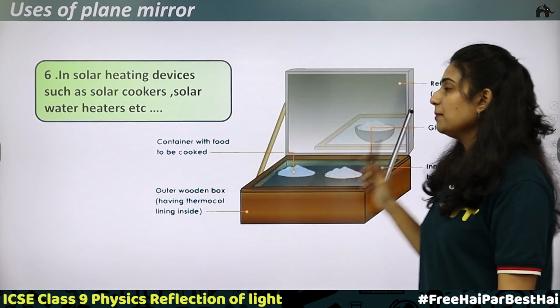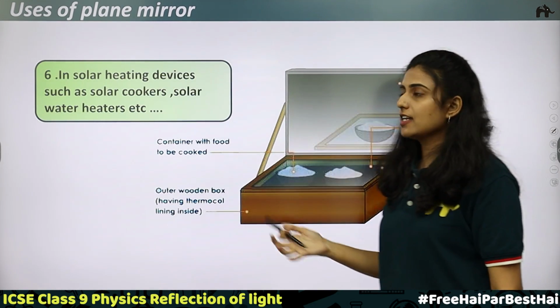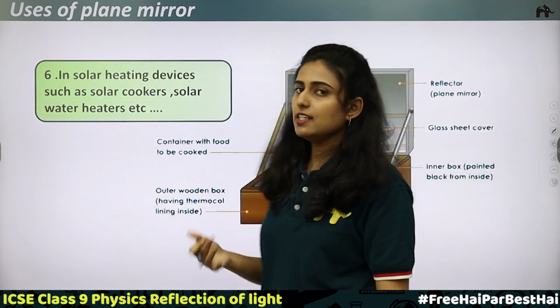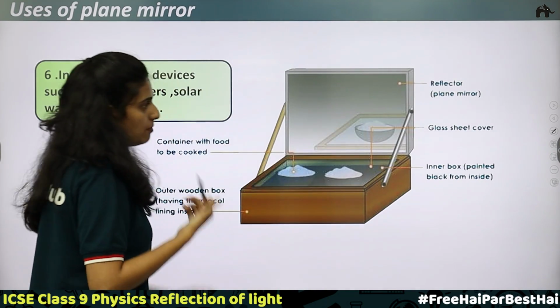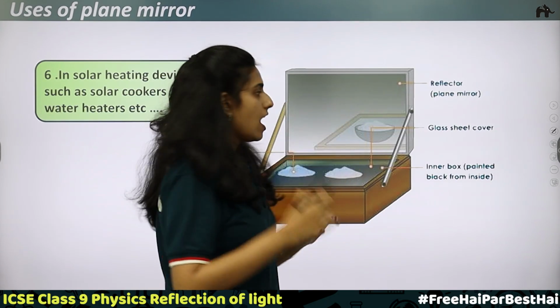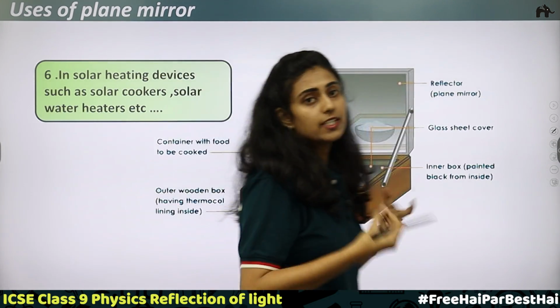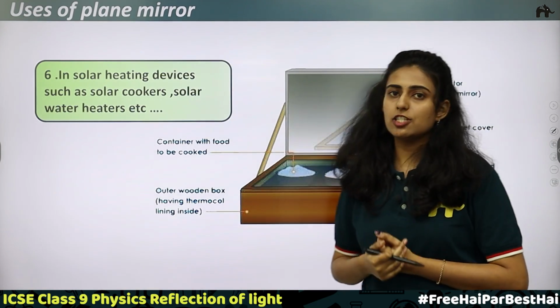Next, plane mirrors find application in solar heating devices. Solar heating devices include solar cookers, solar water heaters, etc. Here, sun rays which fall on the plane mirror are reflected onto the object so that the object gets heated. So this is another application of plane mirror.